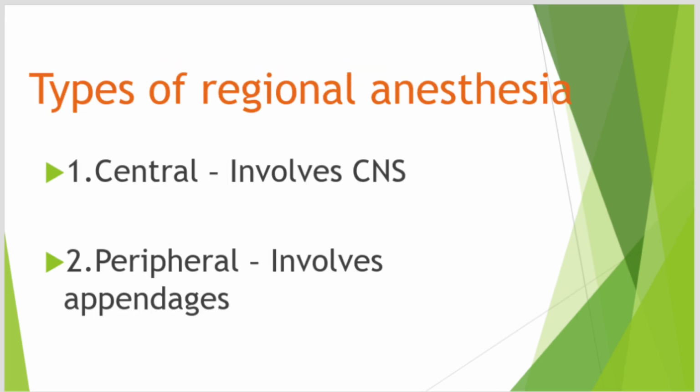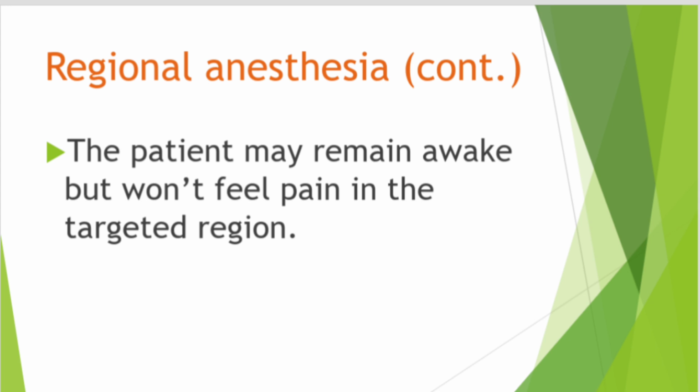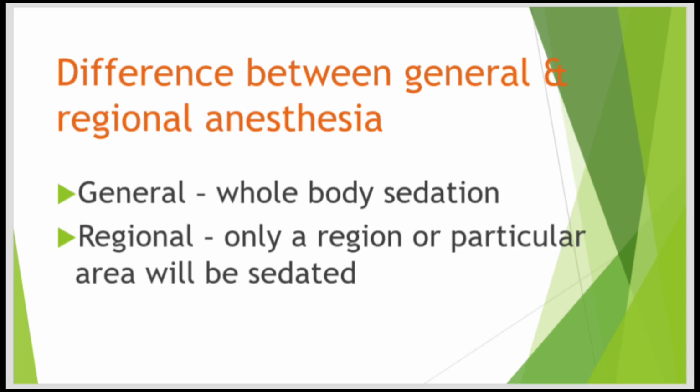Regional anesthesia can be divided into two, that is central and peripheral. During regional anesthesia, the patient may remain awake but they can't feel pain in the targeted region. So what is the difference between general and regional? In general, the whole body will be sedated. In regional anesthesia, only a specific region will be sedated.